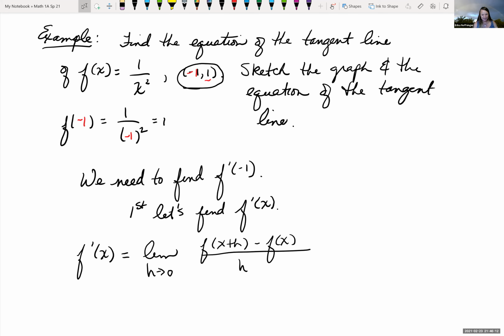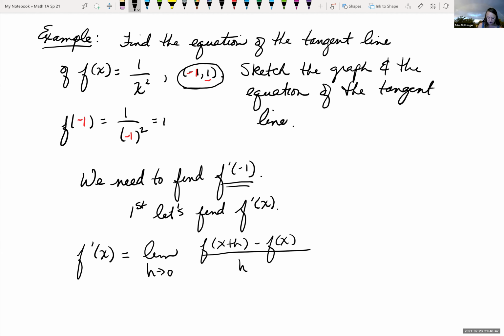Okay, got disconnected. This is where I believe we left off. We were finding the equation of the tangent line again, 1 over x squared at the point -1, 1. In order to find the equation of a line, we needed two things. We need a point, which we're given, and we need the slope when x equals -1. And so we want to find, and we just learned this new notation, the derivative at x equals -1, which we can read as f prime of -1, or the derivative at x equals -1.